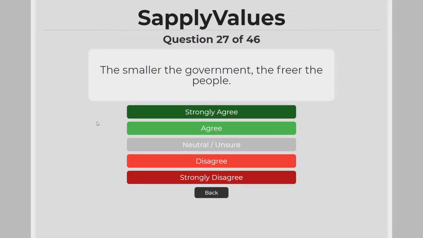The smaller the government, the freer the people. In principle, yes. I'm trying to think if I would agree or strongly agree. I guess I would strongly agree. The smaller the government, the freer the people. That's true. I'm only agreeing with this in principle. And by the way, free, which is freedom, does not mean the people are better. You just have more freedoms. But yeah, I would strongly agree.